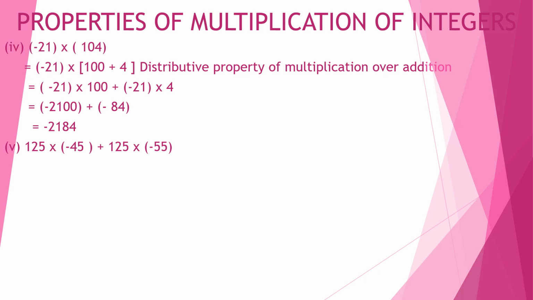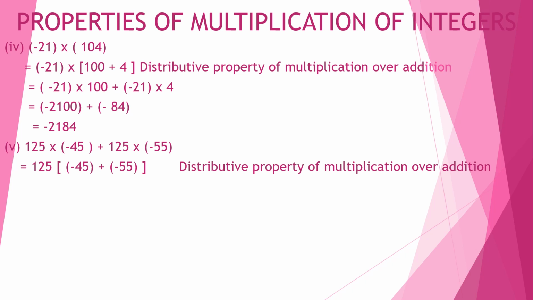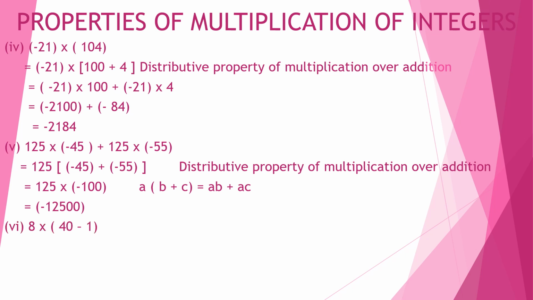125 into minus 45 plus 125 into minus 55. So I take 125 common and within parentheses I have minus 45 plus minus 55. This is distributive property of multiplication over addition. So it is equal to 125 into minus 100. And when I evaluate this, I get minus 12,500.